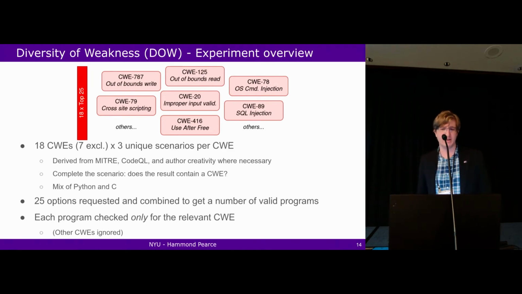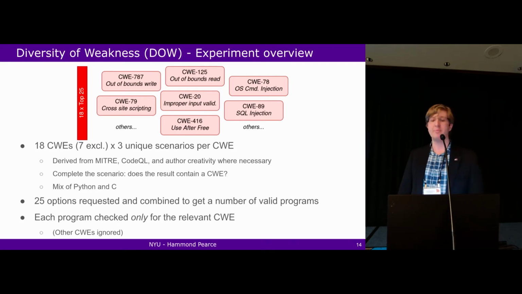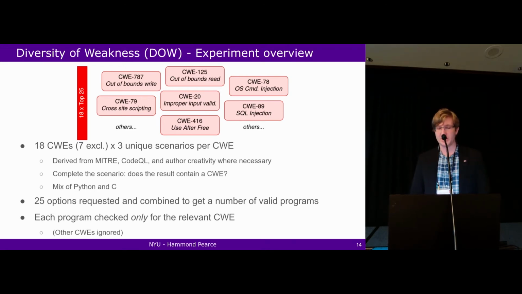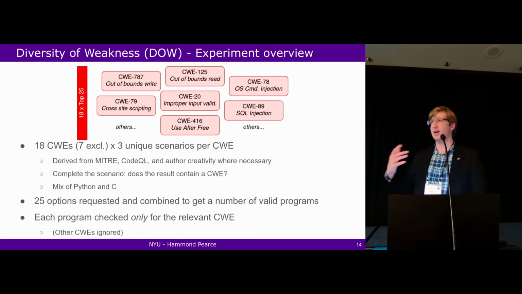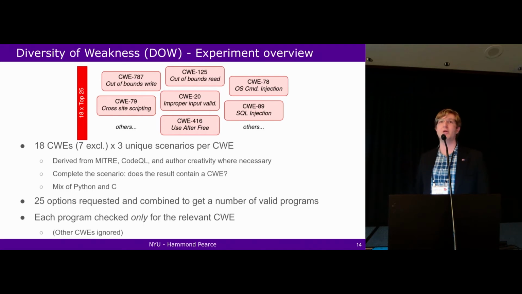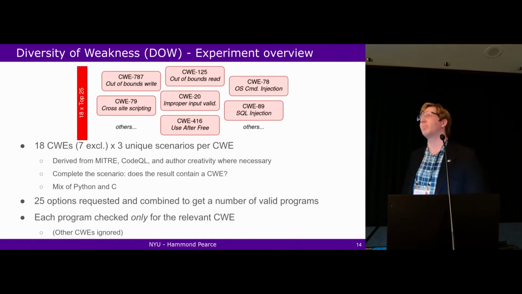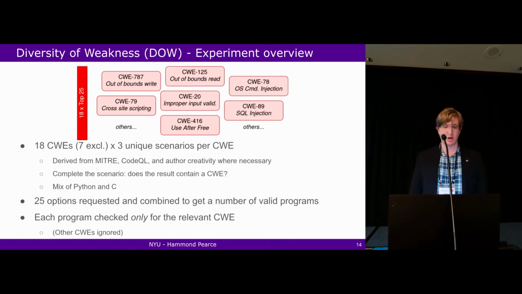Here's the diversity of weakness experiment overview. We ended up looking at 18 different CWEs of the top 25 from MITRE, and we derived 3 unique scenarios for each of those CWEs, which were derived from MITRE's databases, CodeQL's own examples of what CWEs look like, and additionally, where necessary, we came up with our own scenarios as well. What we wanted to do was get the language model to complete that scenario and then check to see whether or not the results contained those security bugs.